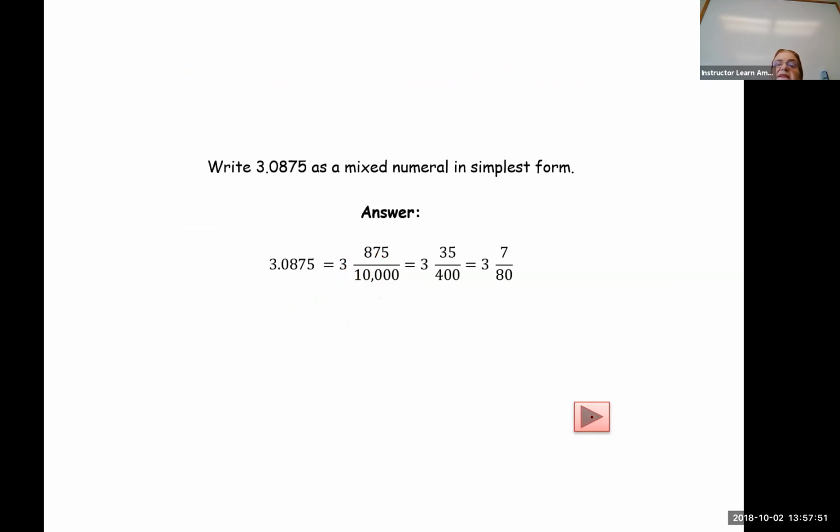Right? So here we see the problem worked out. 3 and 875 10,000ths. And now, of course, this number right here can be reduced. And so we can reduce it to 3 over 400 or even 7 over 80. At that point, we can't go any further because these are in lowest terms.